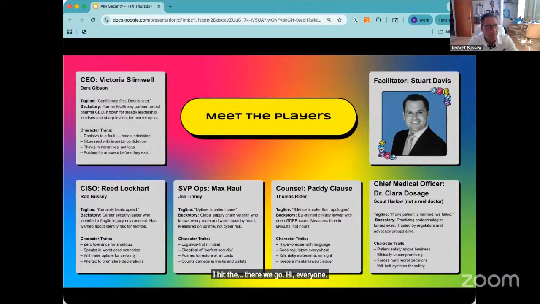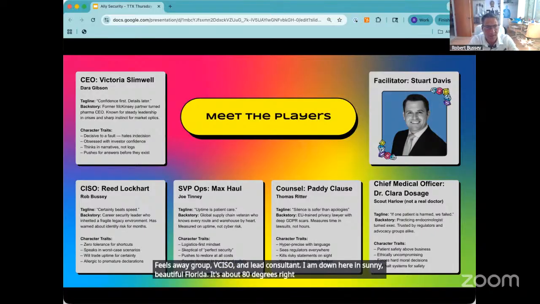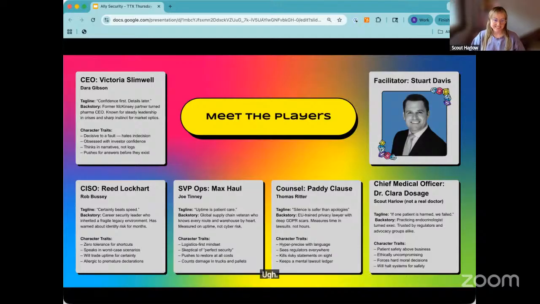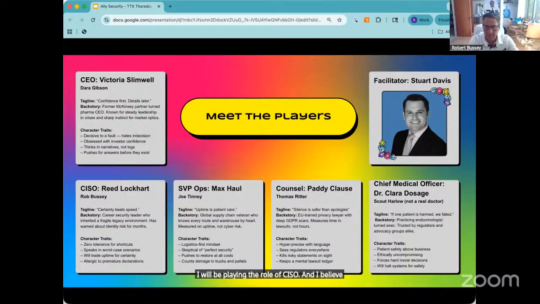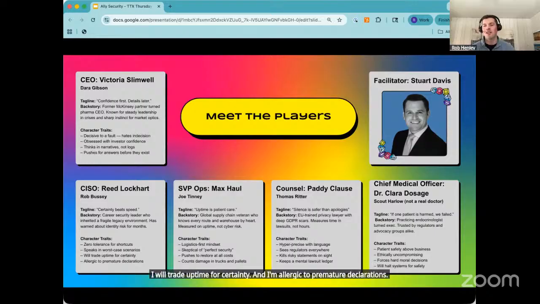Rob Bussey, Fellsway Group, vCISO and lead consultant. I am down here in sunny, beautiful Florida. It's about 80 degrees right now, so don't hate me. I will be playing the role of CISO, and I believe that certainty beats speed. I am a career security leader that inherited a fragile legacy environment. I think we've all been there. And I've been warned about these risks for many months. I have zero tolerance for shortcuts. I speak in worst case scenarios. I will trade uptime for certainty, and I'm allergic to premature declarations. All right. We'll keep that all in mind.